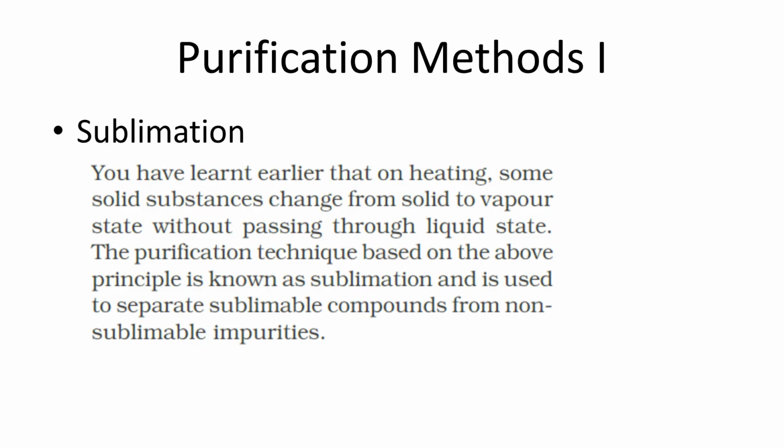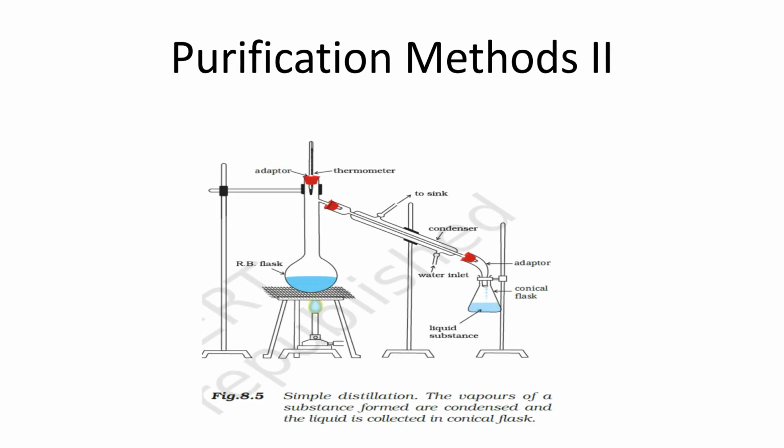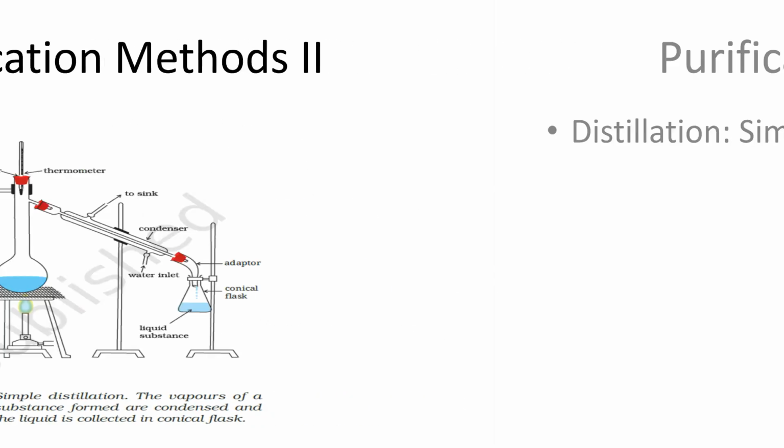Now let's look at purification methods. Sublimation is a technique used to separate solid substances that turn directly into vapor upon heating. By avoiding the liquid phase, we can efficiently isolate these sublimable compounds from non-sublimable impurities. Crystallization is a common purification technique based on the difference in solubility of a compound and its impurities. By selecting a suitable solvent and cooling the solution, we can induce the formation of pure crystals, leaving the impurities dissolved in the mother liquor.